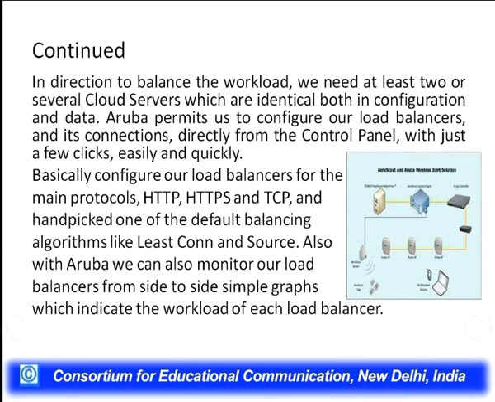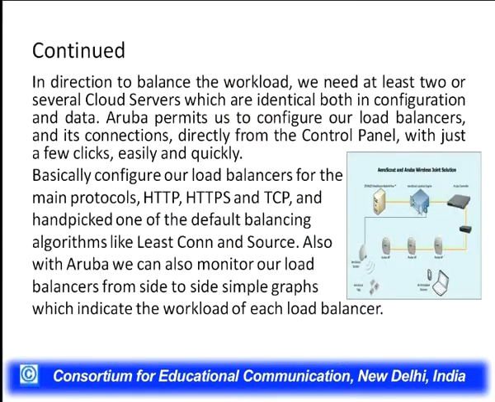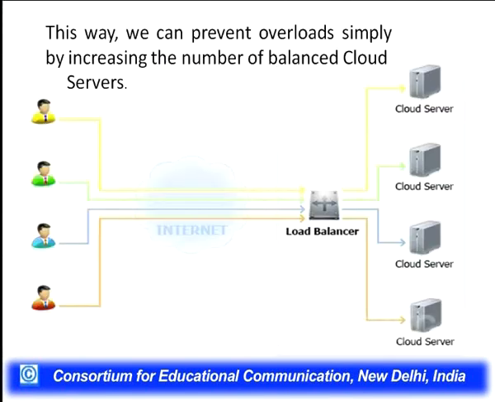You know, friends, the main protocols are HTTP, HTTPS and TCP, and you handpick one of the default load balancing algorithms, like least connection and also source. So you can balance the workload as per your requirement. You can use more than two servers to balance the load. This way you can prevent overload simply by increasing the number of balanced cloud servers.